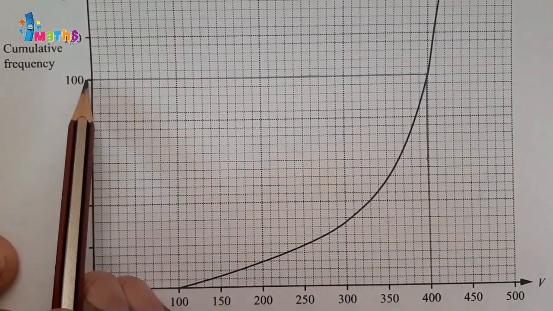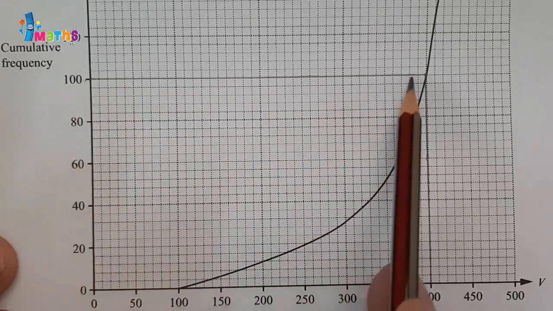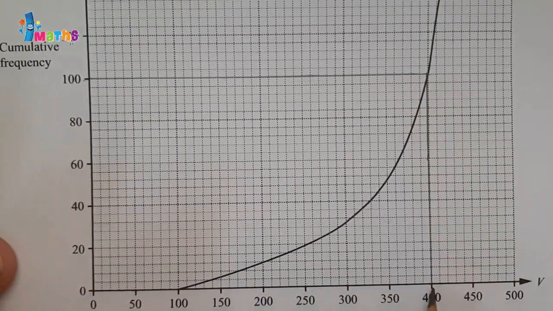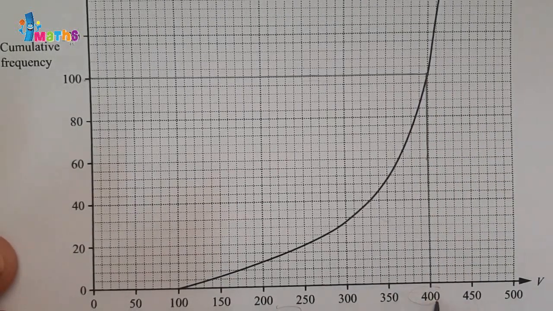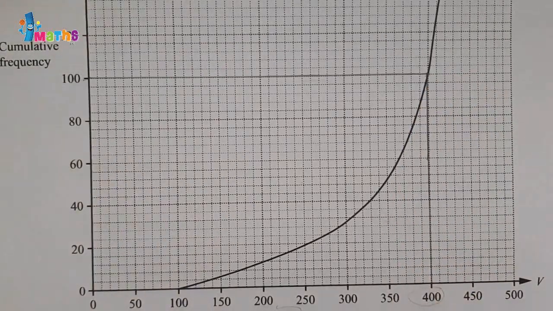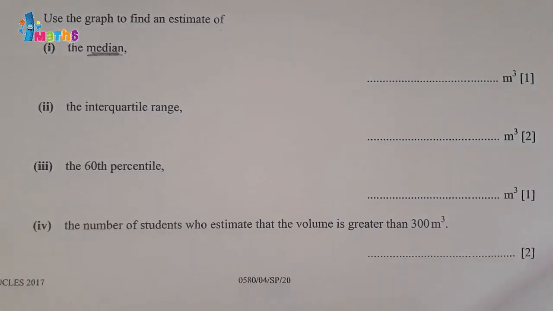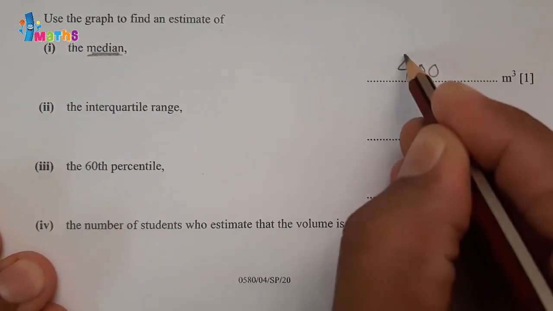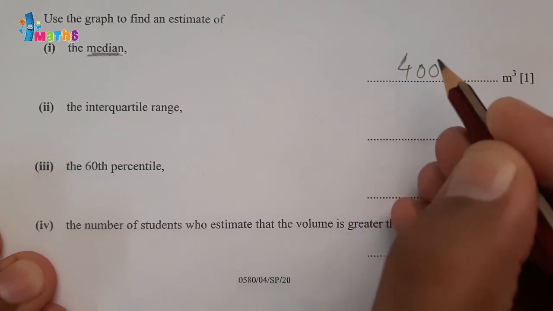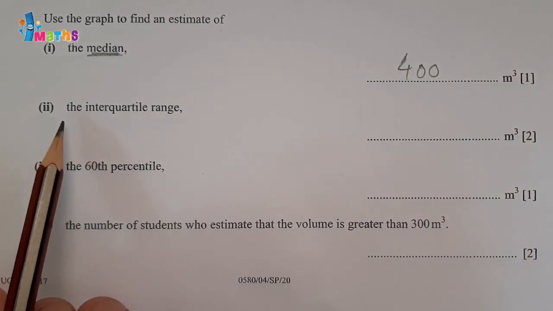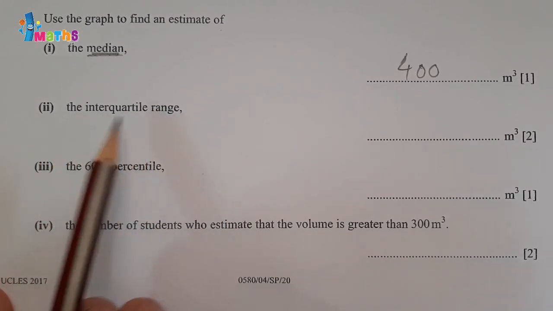Median we are checking from 100, and with reference to this graph point, we are checking the x-axis, which is showing the volume. Volume is 400 for this point. So we'll write the median is 400. Meter cubed is already there.